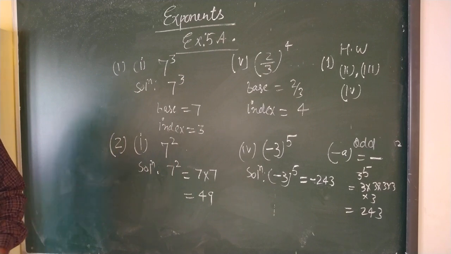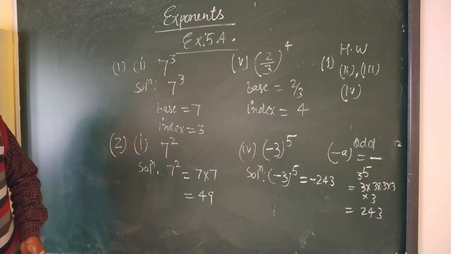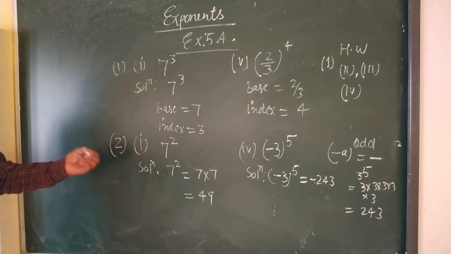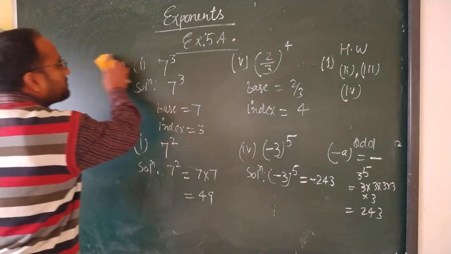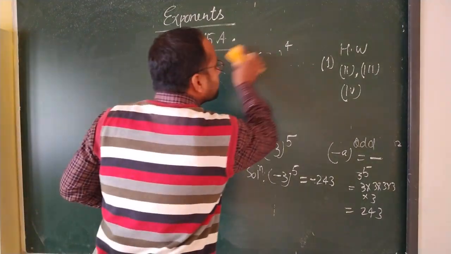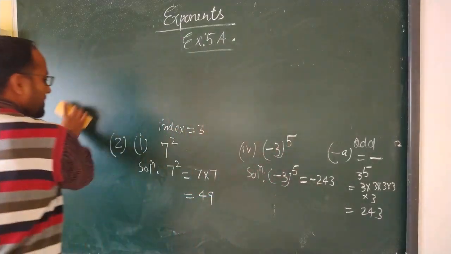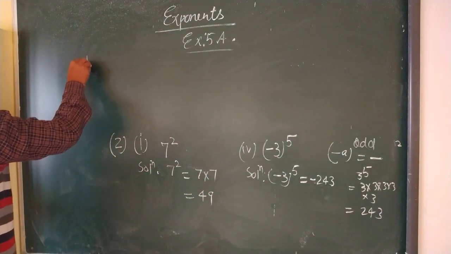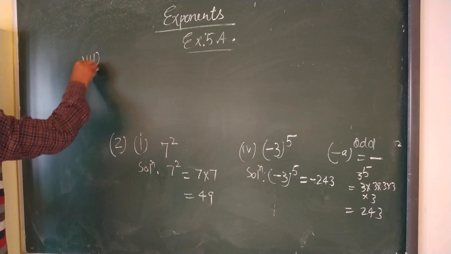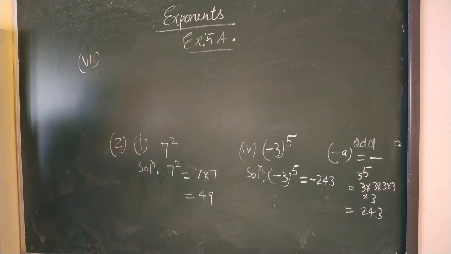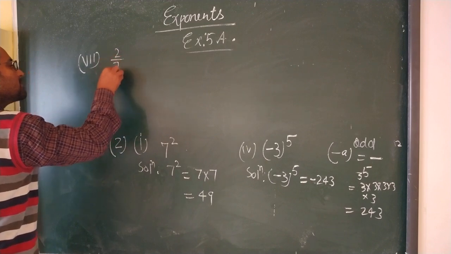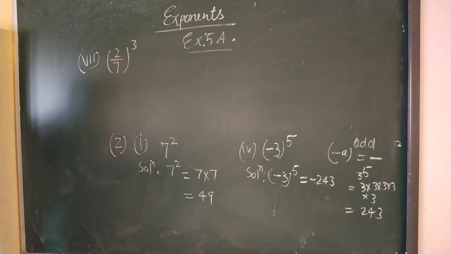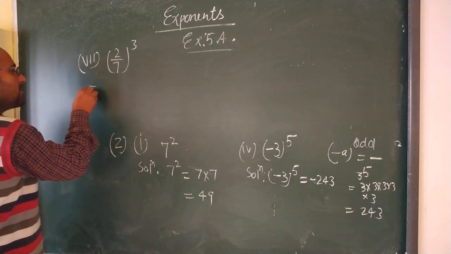See this question number 6th one also, you will try that one. The 7th one. You will see this question number second, 7th one. The 7th one is 2 upon 7 to the power 3. 2 upon 7 to the power 3. How will you solve this one?